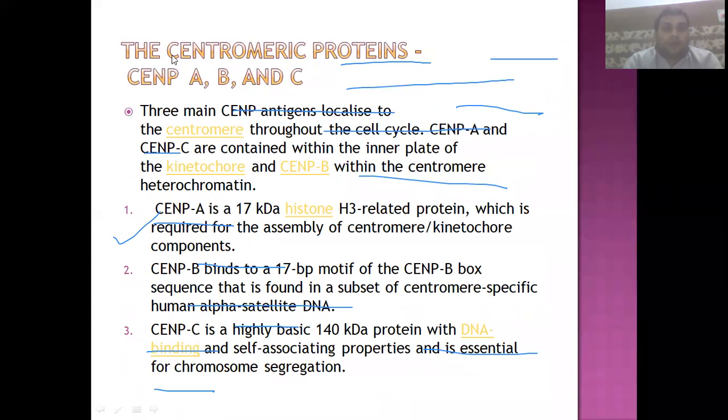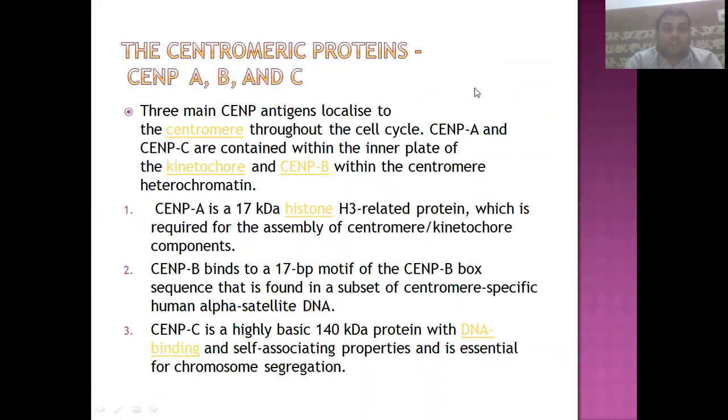Then we have different proteins associated with the centromere. These proteins are designated by a number of nomenclatures, but here we will talk only about certain specific protein antigens, CENP, that is centromeric proteins A, B, and C. These are three main centromeric protein antigens localized to the centromere throughout the cell cycle. CENP-A and CENP-C are contained within the inner plate.